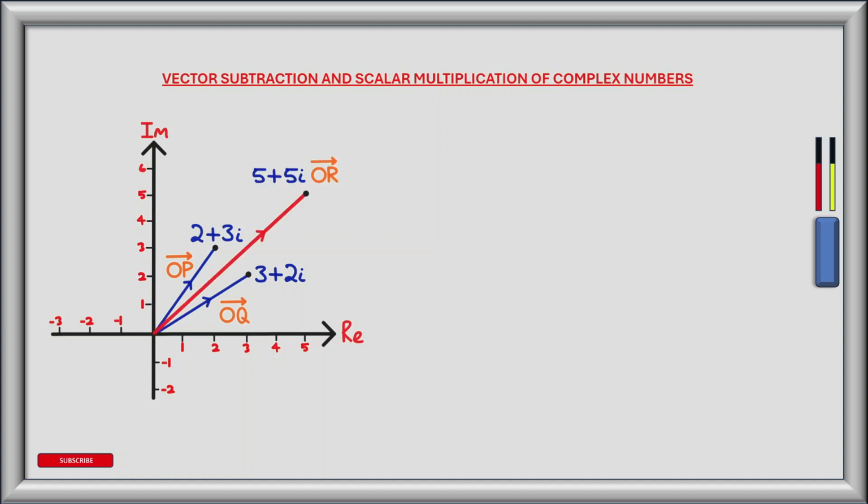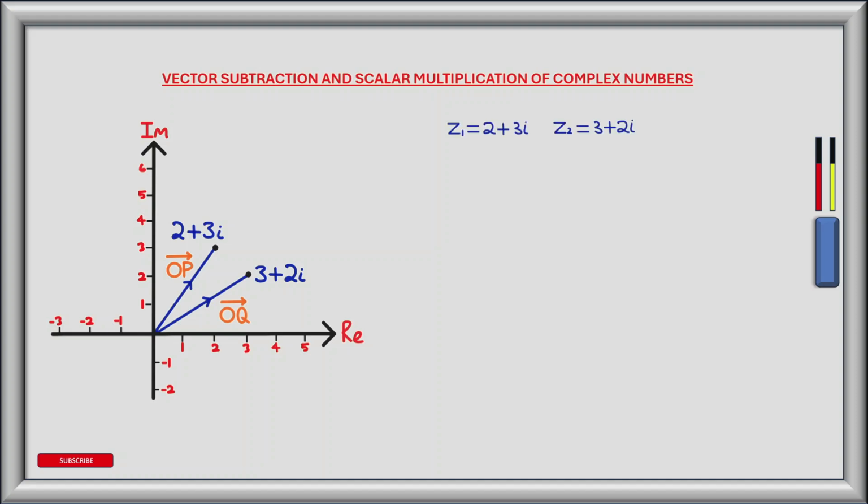Visually, we demonstrated vector addition OP plus OQ by placing the tail of vector OQ at the head of vector OP, resulting in vector OR. We observed that adding OQ to OP yielded the same result, and we described this process as commutative. Furthermore, we showed that this could be visualized as forming a parallelogram, with the resultant vector OR represented by the diagonal. To subtract complex numbers using vector arithmetic, we can adapt the addition process.